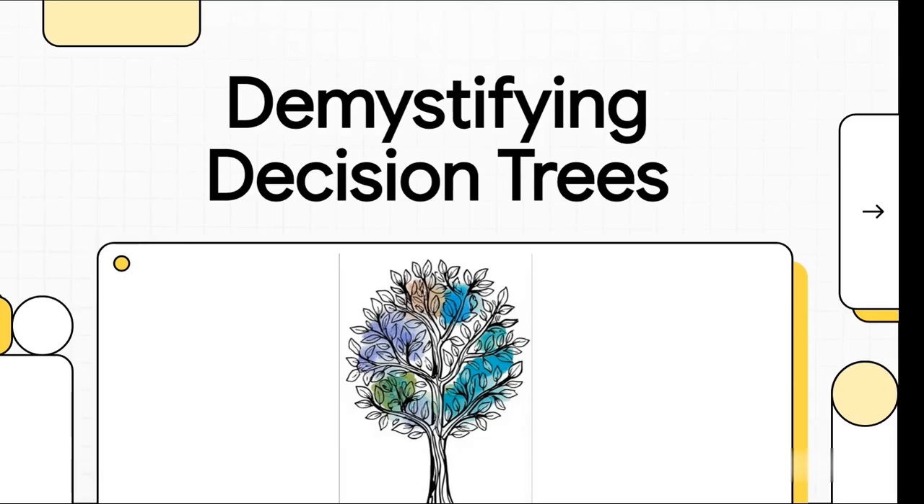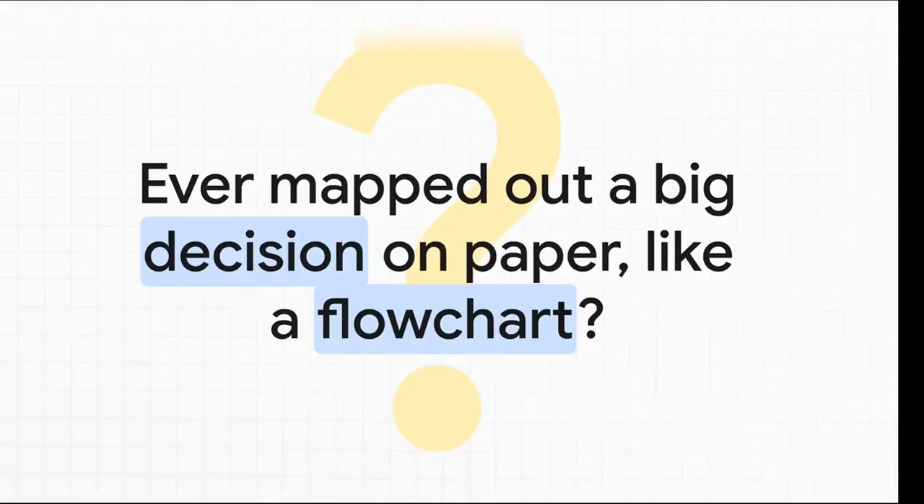Welcome to the Explainer. Today, we're going to demystify one of machine learning's most powerful and, surprisingly human tools, the decision tree. I mean, have you ever done this? Sat down and sketched out the pros and cons, the if this, then that? If you have, then you're already thinking like a decision tree. Seriously, that simple, logical process is exactly what we're going to get into.